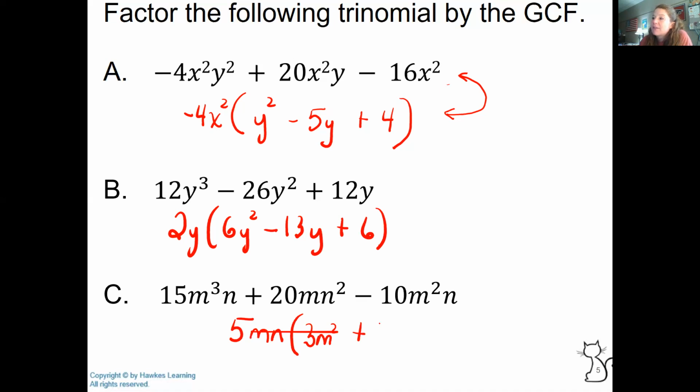20 divided by 5 is 4. I brought out that m, and I brought out 1 n. And then negative 10 divided by 5 is negative 2. Of these 2 m's, I'm bringing out 1. And I took out that m, and so I'm finished. None of the 3 that's left have common factors. And if I use the distributive property, I could check my answer to make sure it's true.